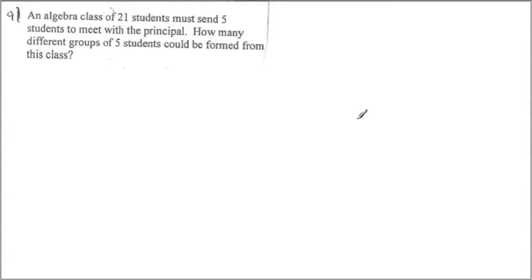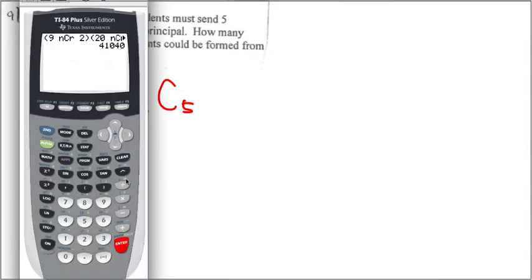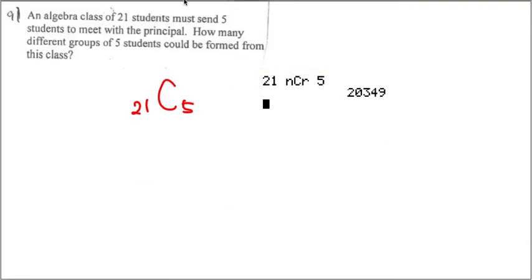Next, we have 21 students and must send 5 students to meet with the principal. So we are looking at, out of 21, we are selecting 5. So 21C5 becomes our answer. If you have to put this into the calculator once again, then 21, math, number 3, and then 5. So therefore our answer here becomes 20349. That becomes our final answer.